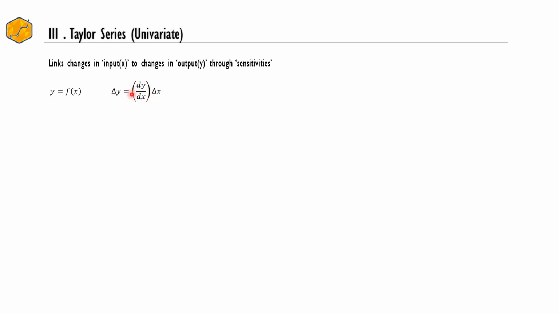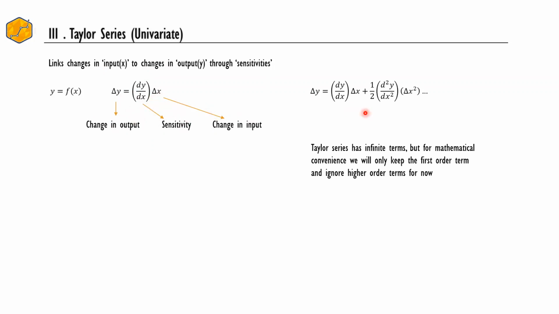Also, you can think of this as the sensitivity, sensitivity of Y with respect to X. So this is change in output and that's change in input. How these are linked through the derivative or the slope or the sensitivity. This formula is given by Taylor series. Actually, Taylor series does not stop here. There are infinite terms in the expansion. This is only the first order term, okay? This part. And then you can keep including higher order derivatives.